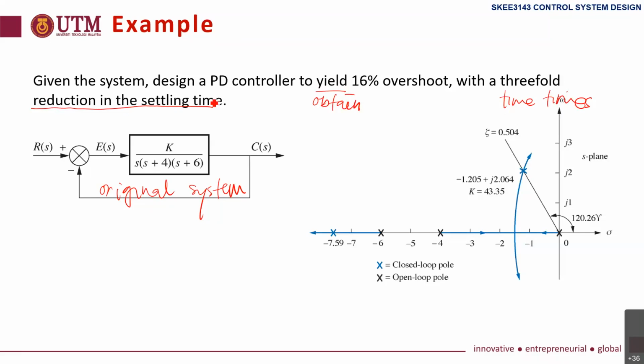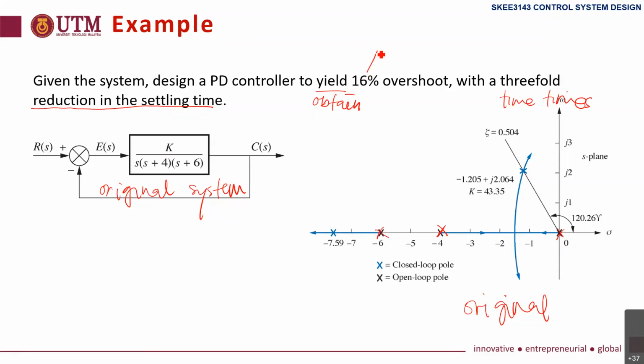Therefore, we need to first analyze the original system. And again, I reminded this many times: here, we will use root locus to analyze and to design the PD controller. Let's see the original system. Normally, this root locus is given to you in the exam. See, we have poles at 0, -4, and -6.